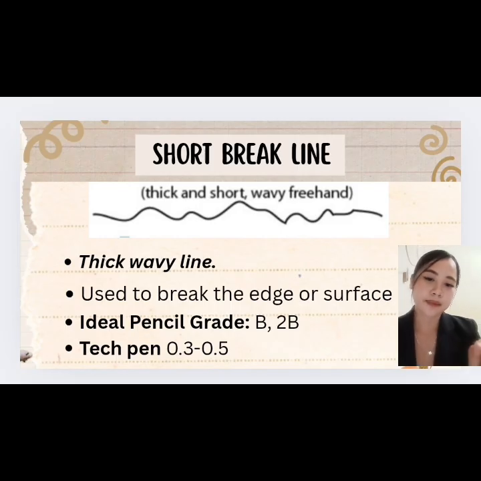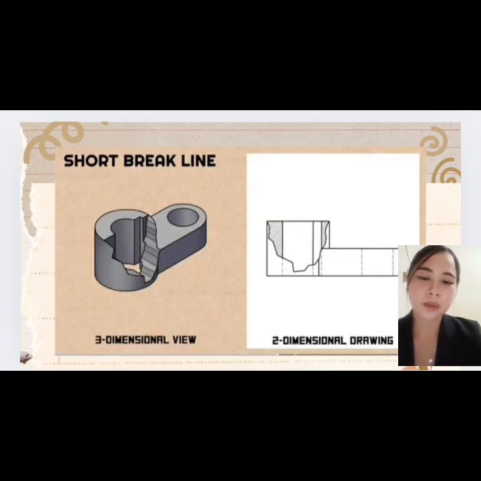Unsa forma sa short break line. So this is an example of the short break line. We have a 3-dimensional view and a 2-dimensional view. As you can see, wavy siya. And there you can see in the 3-dimensional view kung unsa ang nasa sud sa object, makita dyan nimo if na short break line.